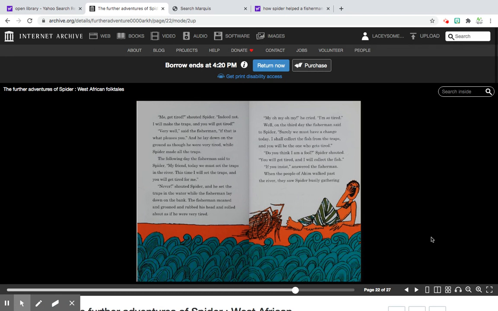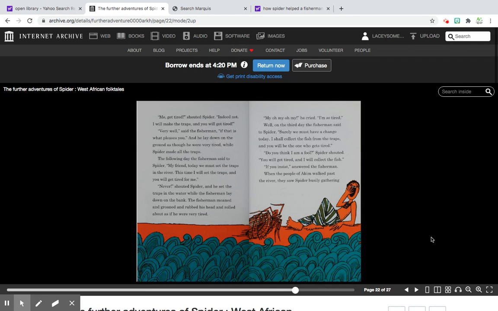Me get tired? Shouted Spider. Indeed not. I'll make the traps and you'll get tired. Very well, said the fisherman, if that is what pleases you. And he lay down on the ground as though he were very tired, while Spider made all the traps.